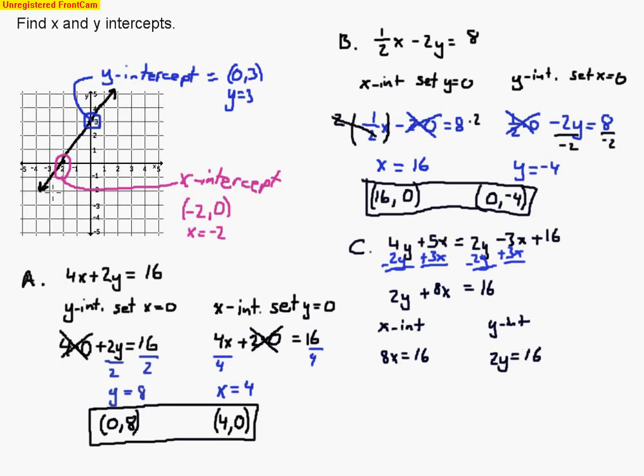And so from that point, all I have to do is some opposite operations. So I'm going to divide by 8 on both sides. Here I'll divide by 2 on both sides. And it gives us our answer. x equals 2. And over on this other side, I have y equals 8. And so we've got our answers. We have 2, 0 is our x-intercept, and our y-intercept is 0, 8. And then from that point, we've got our two intercepts.